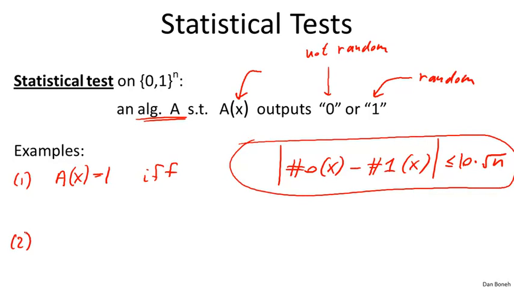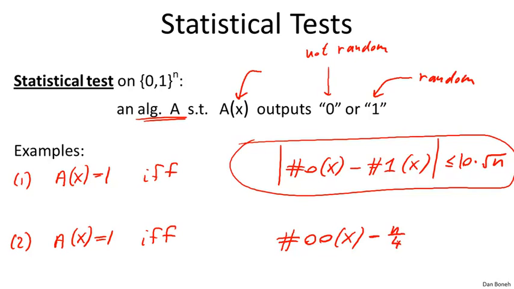Let's look at another similar example. Here, the statistical test will say 1 if and only if, say, the number of times that we have 2 consecutive zeros inside of x. Well, let's think about this for a second. This again counts, in this string of n bits, the number of times that we see the pattern 0, 0, 2 consecutive zeros. Well, for a random string, we expect to see 0, 0 with probability 1/4, and therefore in a random string, we'll expect about n over 4 blocks of 0, 0.